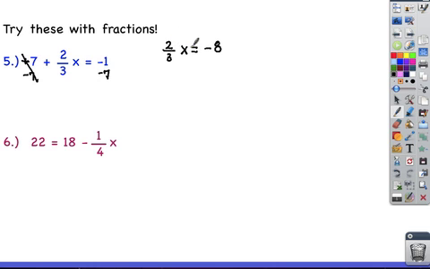Now we're multiplying 2/3 times x. The inverse would be to divide by 2/3 or to multiply both sides by the reciprocal, 3/2. The 3's cross-reduce and give 1, the 2's cross-reduce and give 1, so we're left with just x. On the right, we have negative 8 over 1 times 3/2. We can cross-reduce the 2 and the negative 8, which gives us negative 4 and 1. Negative 4 times 3 is negative 12 over 1, which gives us negative 12.